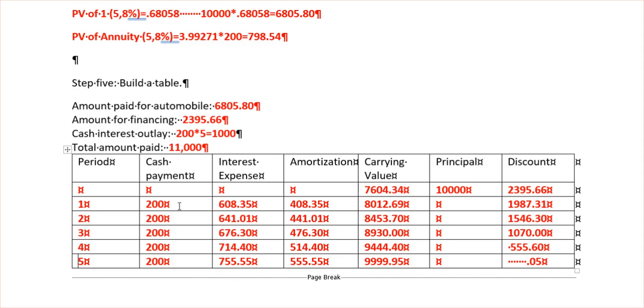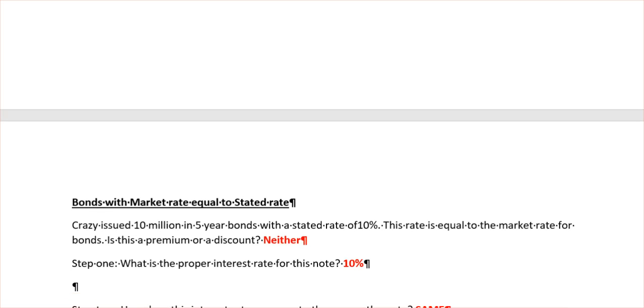Just like the other problem, we are going to build our table, which is going to show the discount being reduced as we go along, which means the carrying value is going to be increasing. And at the very end, we see we're off by 5 cents, but not to worry. When we do our last journal entry, we will fix our problem. This is still the effective interest method, which means interest expense is again proportionate to the liability, which means the reader is going to read it and say they're paying 8%.